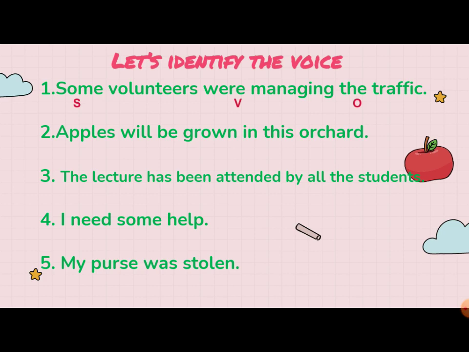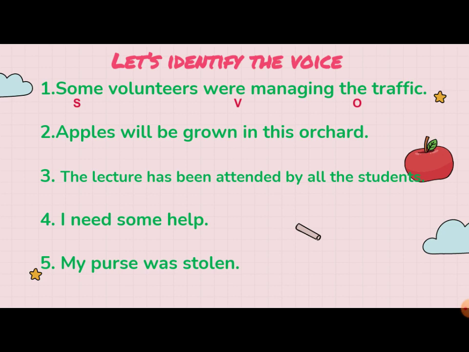First sentence: some volunteers were managing the traffic. Who were managing? Who is doing the action? Some volunteers. So some volunteers becomes the subject. Were managing is the verb. And what were they managing? The traffic. So the traffic is the receiver of the action, so the traffic is the object. So when you get the subject before the verb, then it is? Yes, it is an active voice.